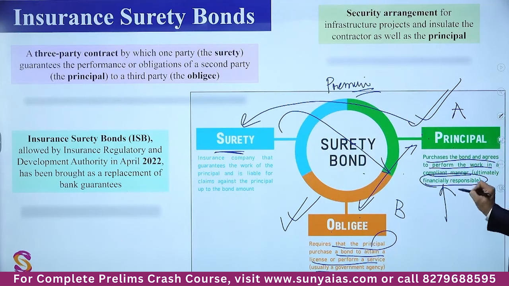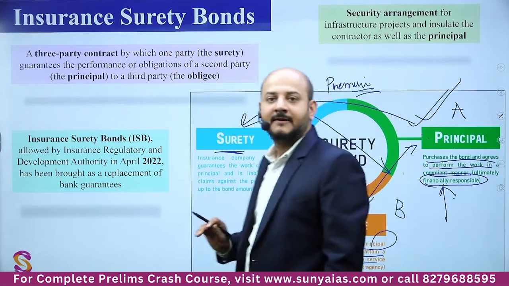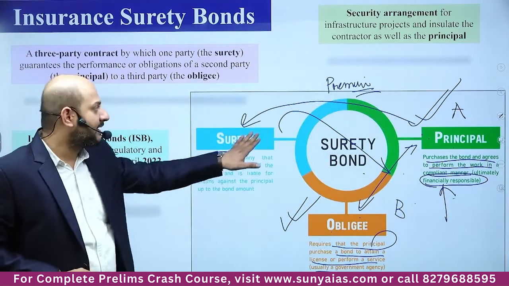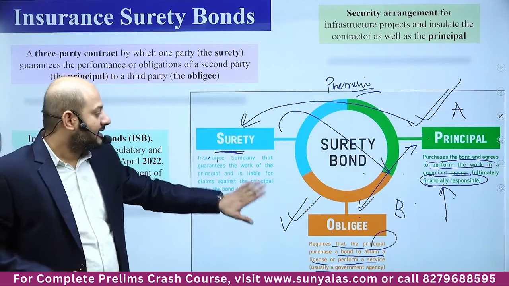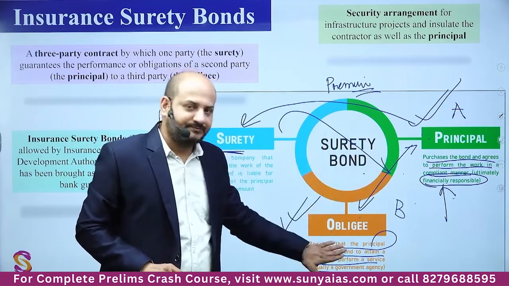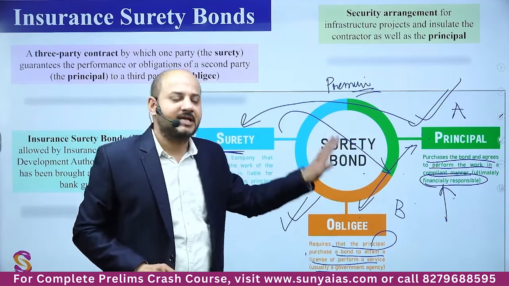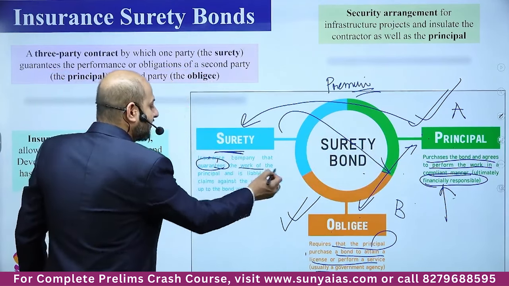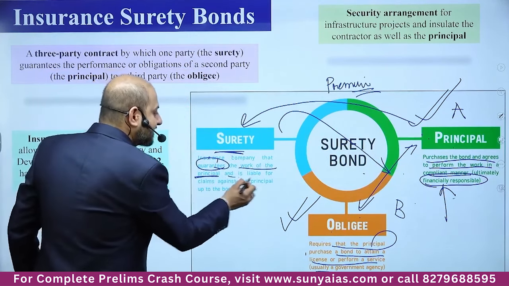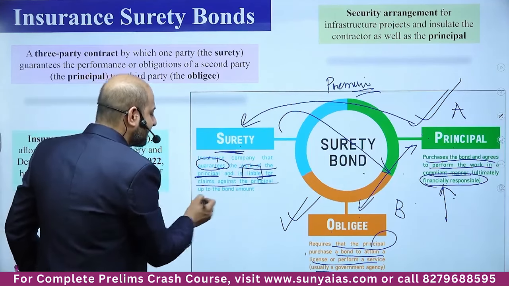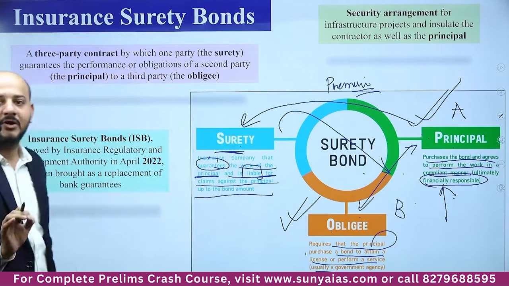This financial responsibility is very important. So they will purchase a bond from the insurance company, they will pay the premium also, and the obligee, basically government entities giving projects, so this contract will be established. Now here, the insurance company guarantees the work of the principal and is liable, the liability is on the insurance company, for claims against the principal up to the bond amount.